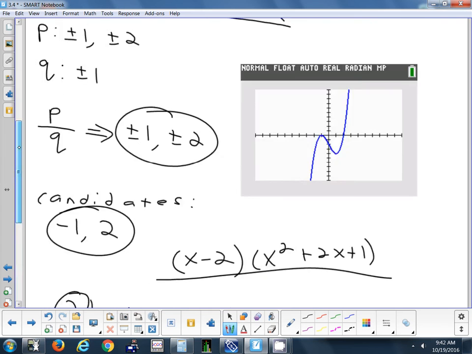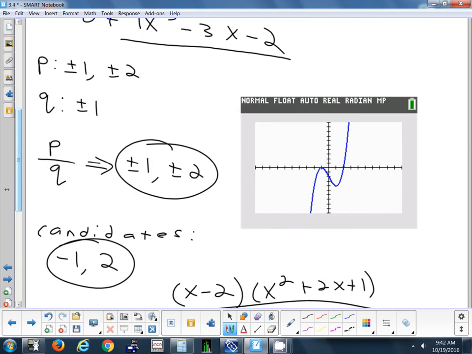Sometimes you don't have a choice, like you only can find one. This time we had a choice. Doesn't matter which one you use.